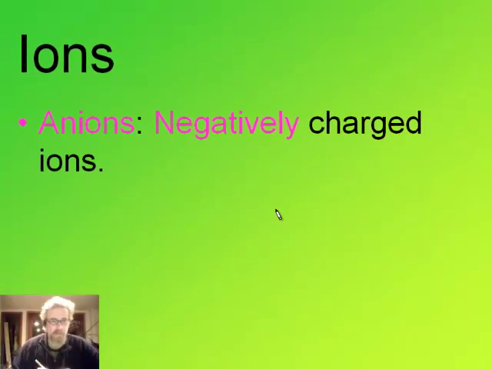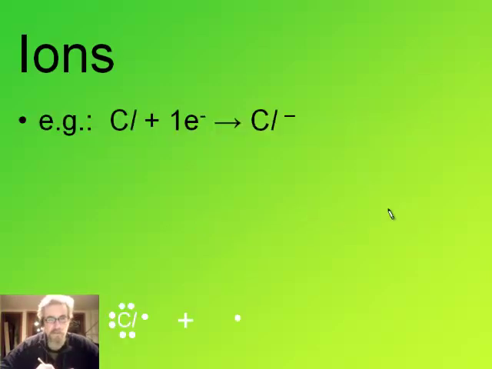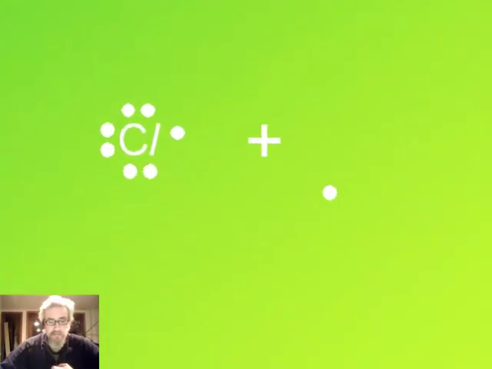Anions, recall, are negatively charged ions. Individual atoms can become anions by gaining an electron or more. Here's an example of what I'm talking about. If I have a chlorine atom and it were to gain one electron, I would have a chloride ion.